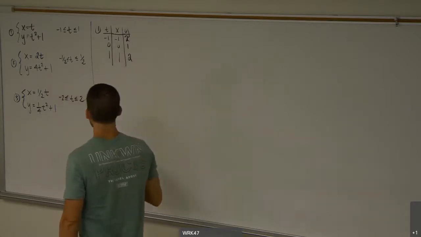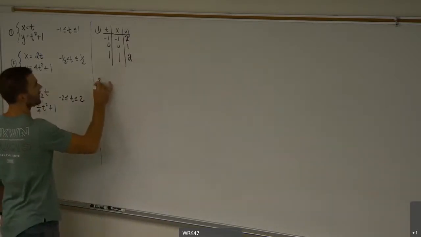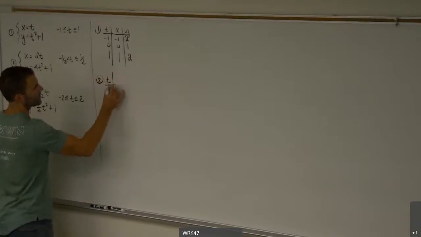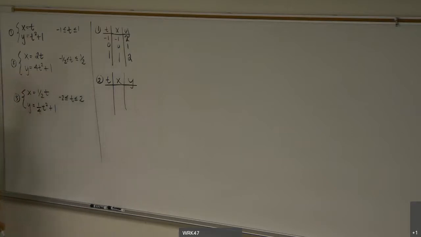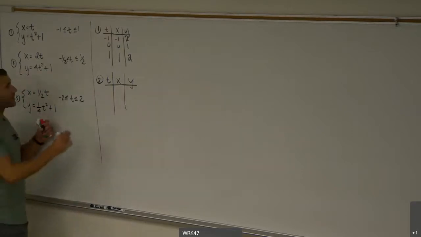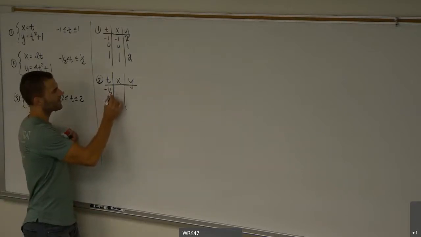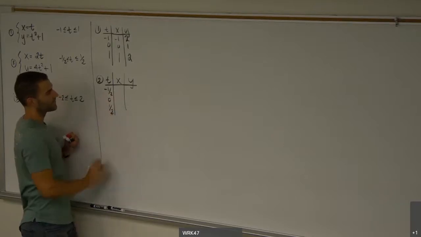And we'll graph it in a second. Let's look at the second one. X and y. Now we're looking at a time frame that's tighter, between negative 1/2 and 1/2. So let's do negative 1/2, 0, and 1/2.